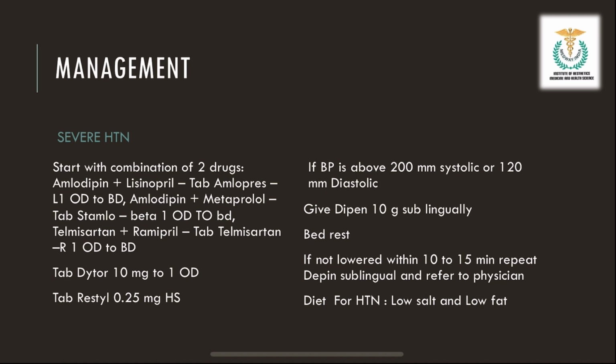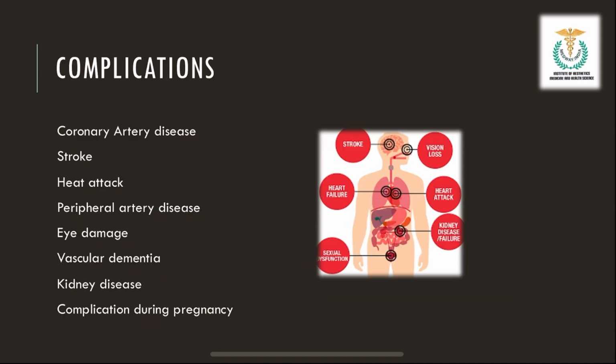If serum cholesterol is very high or lipid profile is abnormal, or if there is any associated heart disease, it will be very risky, so it is better to maintain a low fat diet. Coming to the complications of hypertension: coronary artery disease, stroke, heart attack, peripheral artery disease, eye damage, vascular dementia, kidney disease, complications during pregnancy. Untreated hypertension is the main cause which may lead to all these serious health problems. So these are the complications of hypertension.